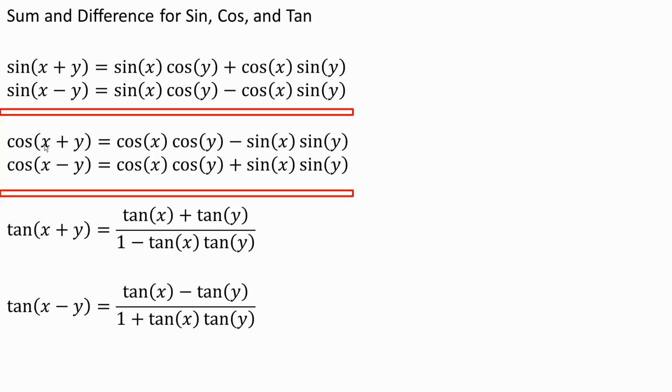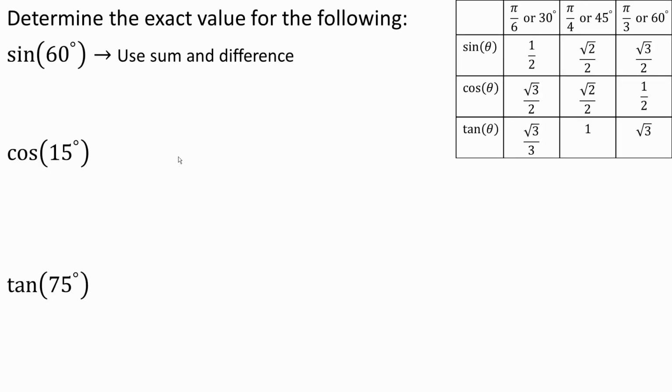And with cosine (x + y), you would get cosine x times cosine y minus sine x times sine y. Cosine (x - y), you would get cosine x times cosine y plus sine x times sine y. And for tan, you could have tan (x + y), and that would equal tan x plus tan y divided by 1 minus tan x times tan y. And lastly, tan (x - y) would give us tan x minus tan y divided by 1 plus tan x times tan y. And so we will solve these three problems here.